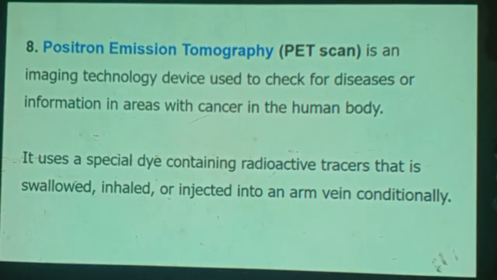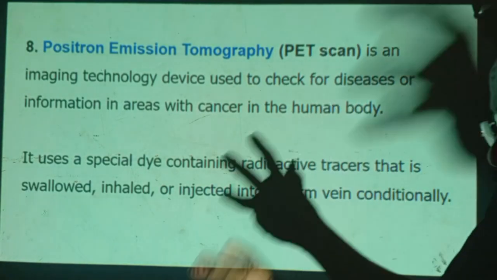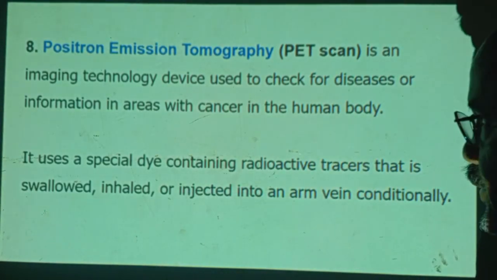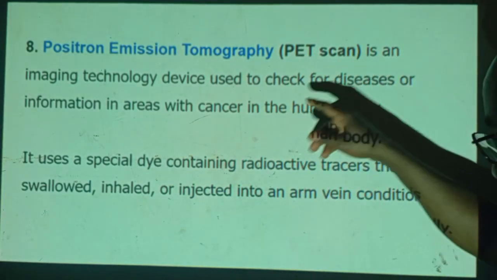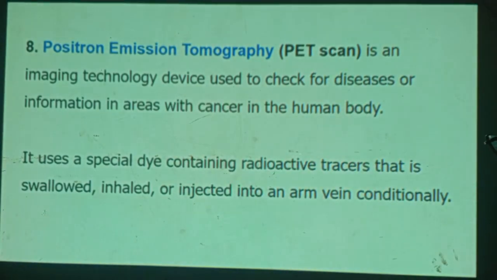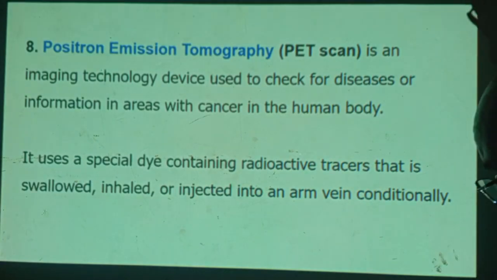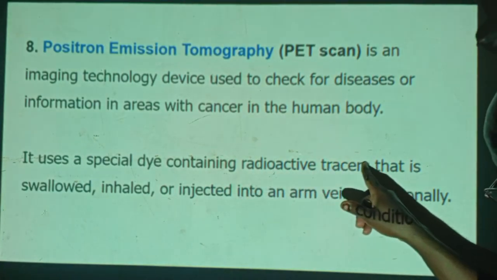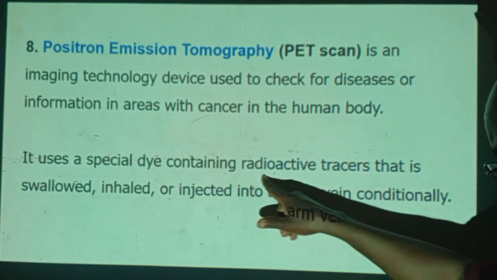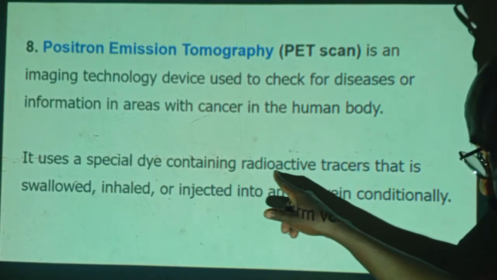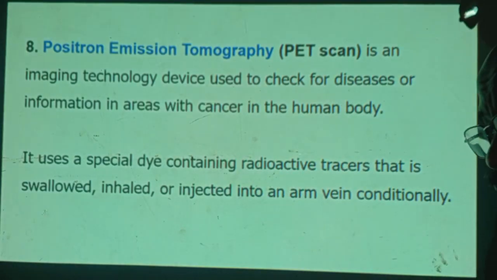Therefore, positron emission tomography, the other medical tool, PET scan. CT scan releases X-rays into your body and takes images from the X-rays. Positron emission tomography, PET scan, is an imaging technology device used to check for diseases or inflammation in areas with cancer, especially designed for cancer diagnosis. It uses a special type of tracer containing radioactive material. First, the patient is given radioactive tracers. For example, the usual radioactive tracer is glucose.